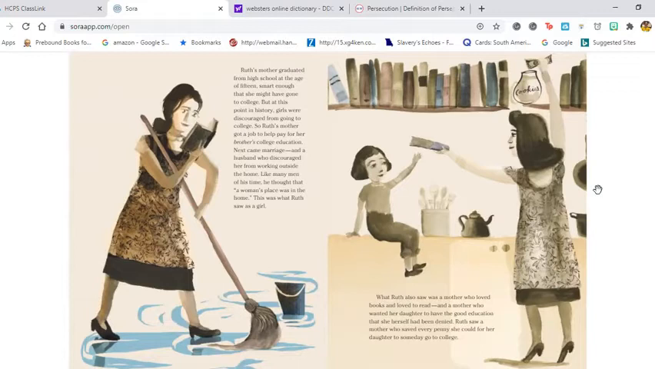What Ruth also saw was a mother who loved books and loved to read, and a mother who wanted her daughter to have the good education that she herself had been denied. Ruth saw a mother who saved every penny she could for her daughter to someday go to college. I love it, the old-fashioned hide the money in the cookie jar.